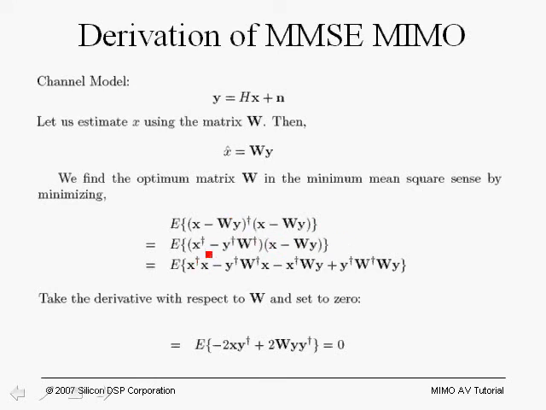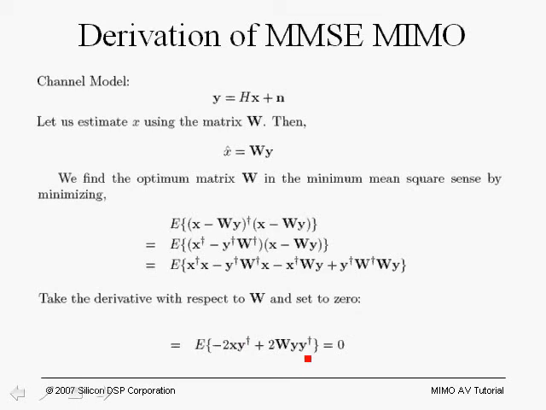So if we take the Hermitian inside, we get X Hermitian minus Y Hermitian W Hermitian. They get swapped, times X minus WY. We multiply through and we get this expression here. Now if we look at this expression, we will take the derivative with respect to W and set it equal to 0 to find the optimum W. So if we take the derivative with respect to W, we obtain the expression here, minus 2X Y Hermitian plus 2WY Y Hermitian.